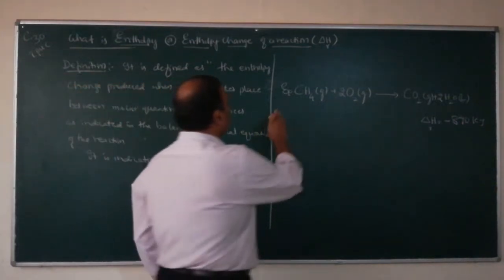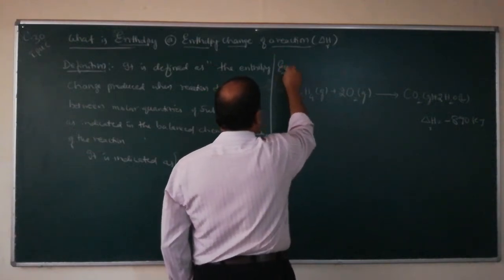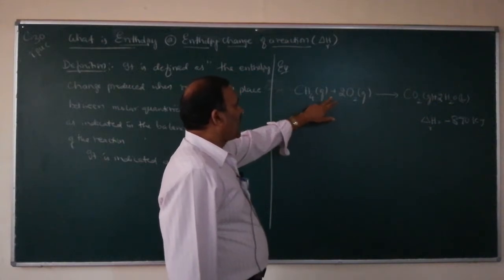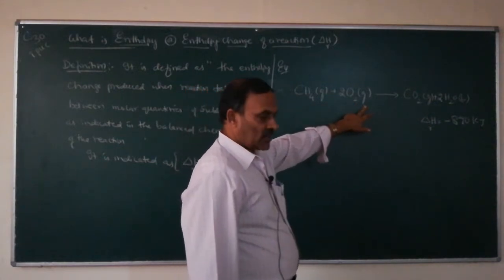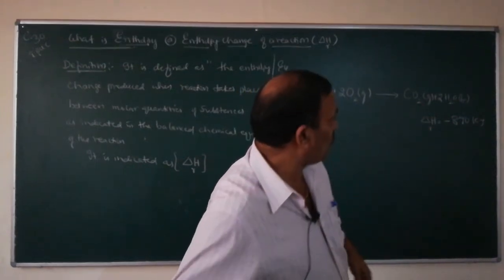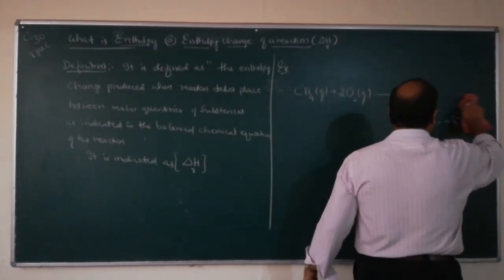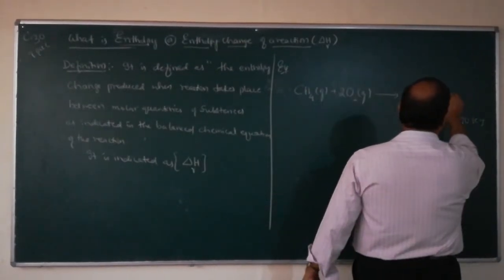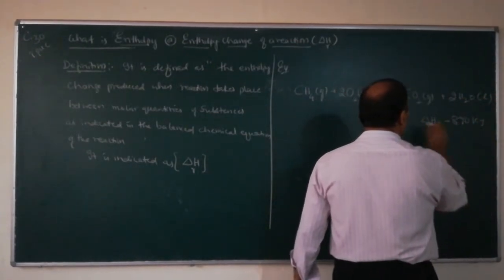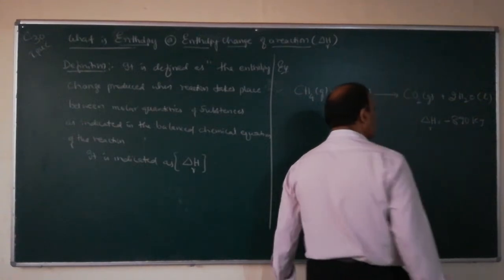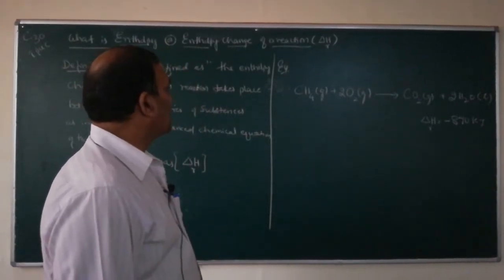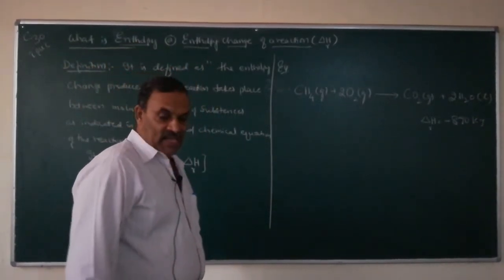So example, write this reaction. CH4(g) plus 2O2(g) gives CO2(g) plus 2H2O(l). Delta HR equals minus 890 kilojoules. So this is enthalpy change of reaction.